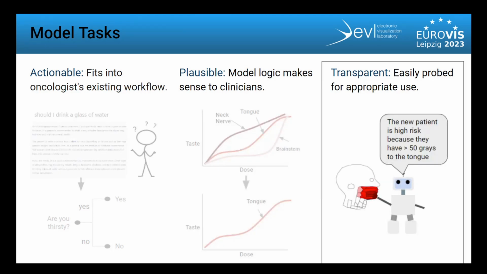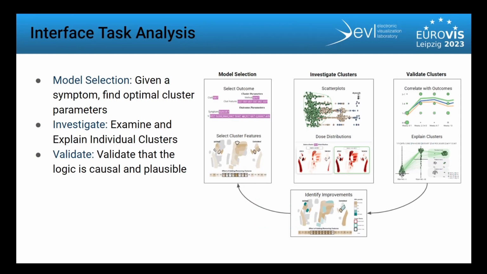Finally, transparency. When dealing with models in a decision-making setting, it's important that users are able to understand the model's reasoning for their decision, as well as the model's general strengths and weaknesses, in order to prevent both under- and over-trusting model predictions. For the development of our system, we distilled our previous workflow into 3 main activities.